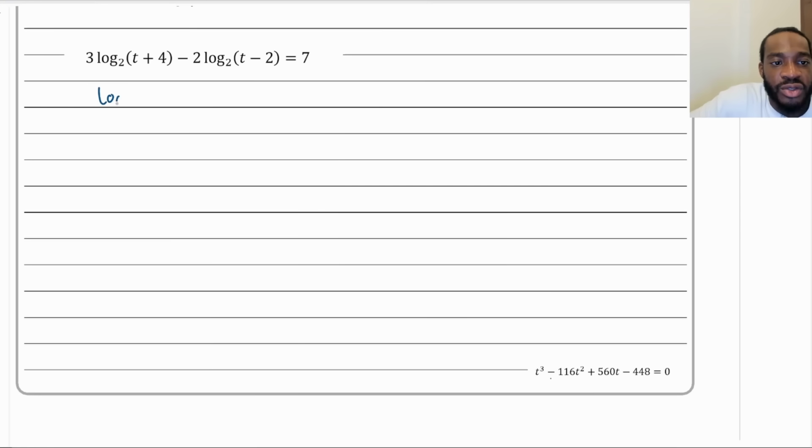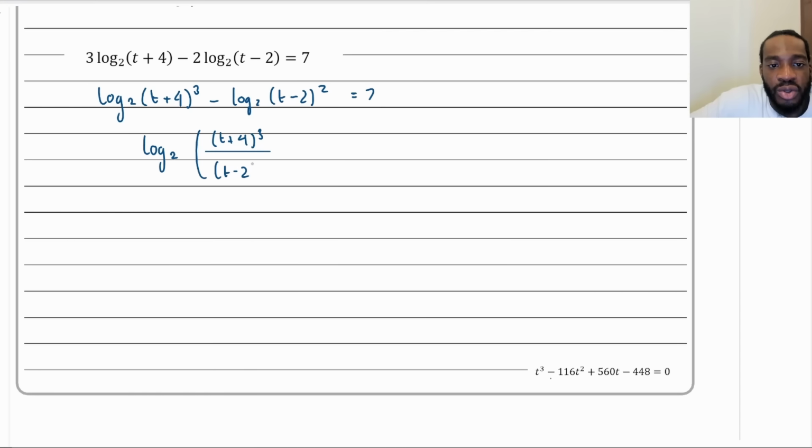So I'm going to have log base 2 of t plus 4 all to the power of 3 minus log base 2 of t minus 2 all squared, isn't it? Okay, this is going to equal 7. And then now I can combine these logs. Remember, log a minus log b is log a divided by b. So I can write this as log base 2 of t plus 4 all cubed divided by t minus 2 all squared. And this is going to equal 7.